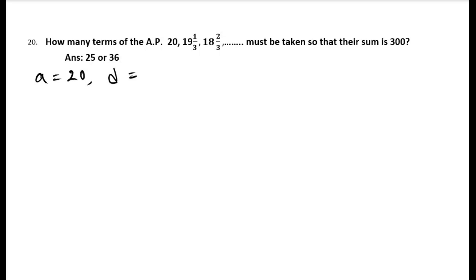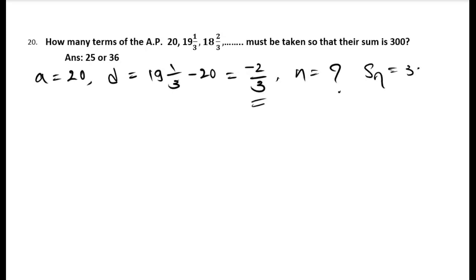The common difference is 19 1 by 3 minus 20, which is minus 2 by 3. I took minus 3 by 4, did I? That was so stupid. Okay, n we don't know, and the sum of n terms is 300.